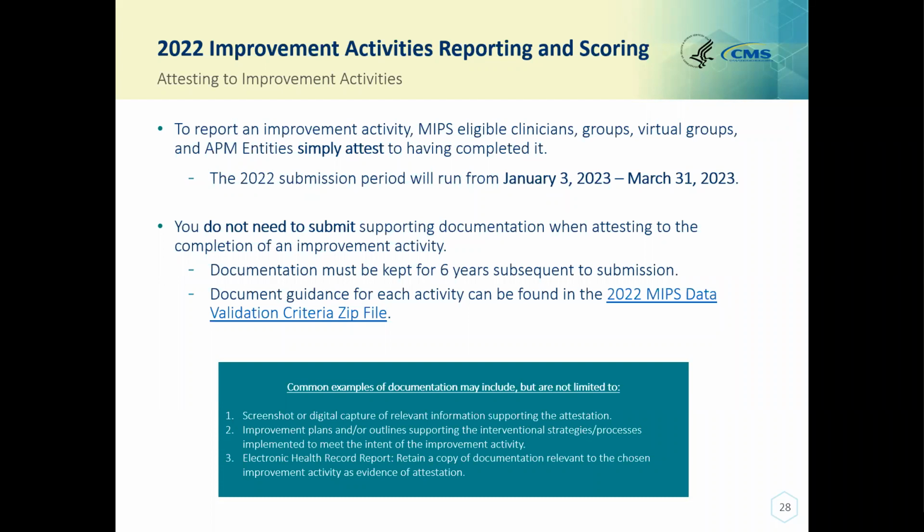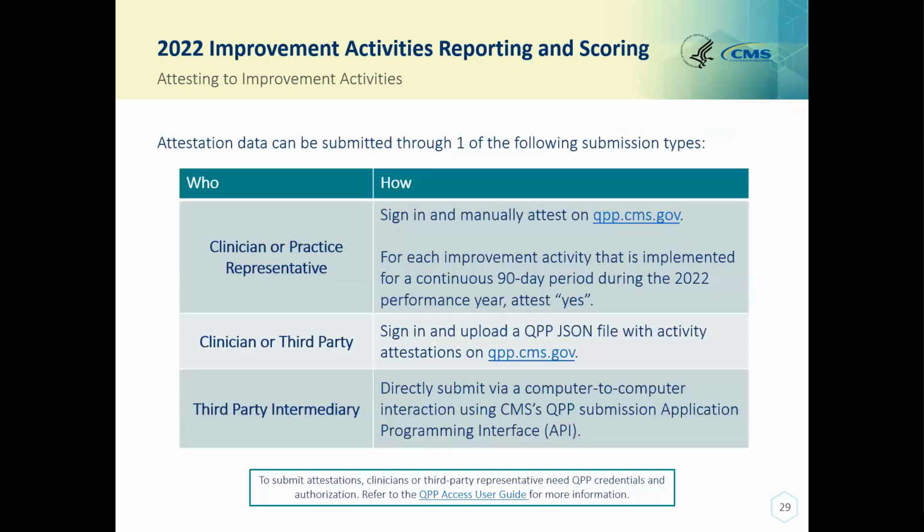In this green box below, we provide an example of some of the common documentation, things like screenshots or digital capture of the relevant information supporting the attestation, improvement plans or outlines supporting the interventional strategies or processes. Also, electronic health record reports are used, but like I said, it's very specific in our validation criteria. It provides a lot of examples specifically for each IA. So it's a good resource to look at. Next slide, please.